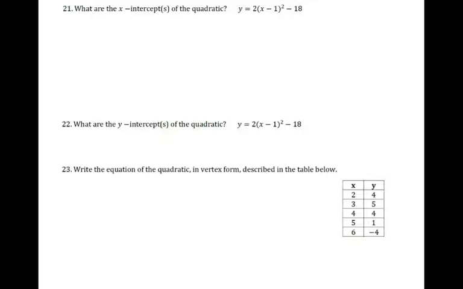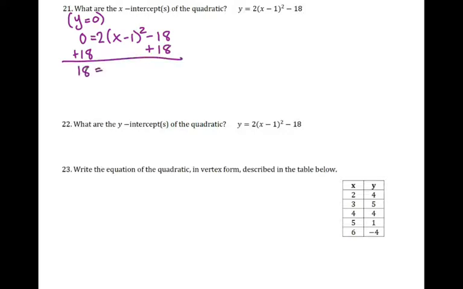All right, number 21. What are the x-intercepts of the quadratic? So very similar to what we've been doing with the other question. Again, that is when y equals 0. So I'm going to plug in 0 for y. That gives me 0 equals 2(x minus 1) squared minus 18. Going to go ahead and add 18 to both sides. That gives me 18 equals 2 times (x minus 1) squared. Still need to get rid of this 2, so I'm dividing, and I have 9 equals (x minus 1) squared.